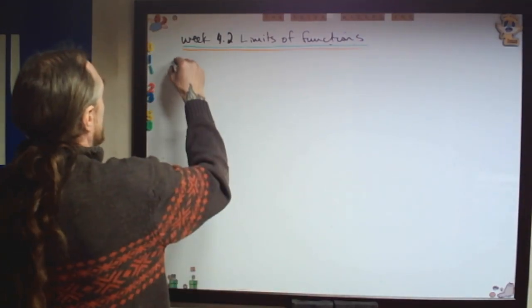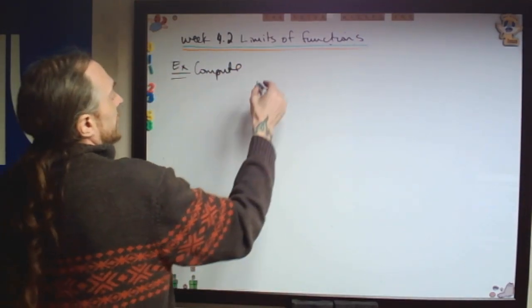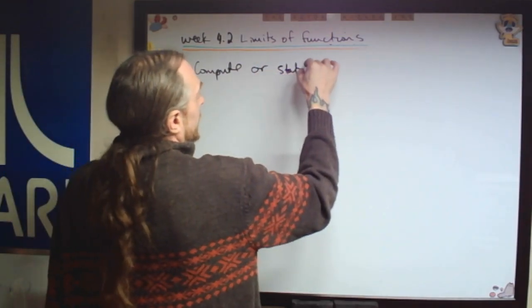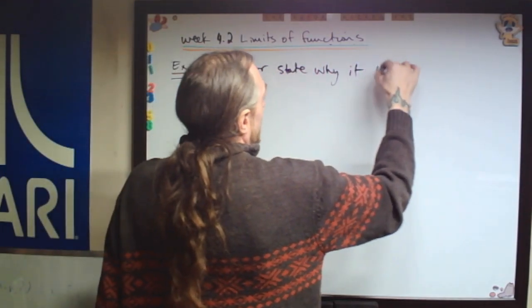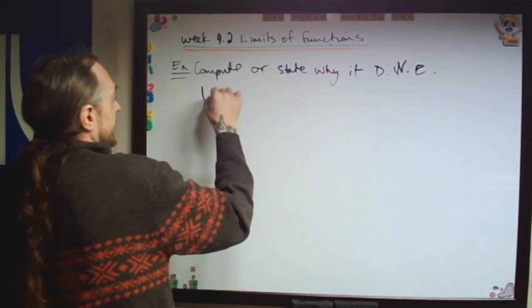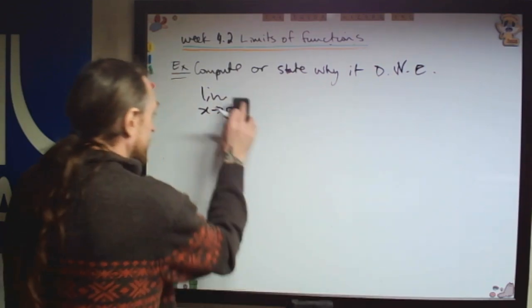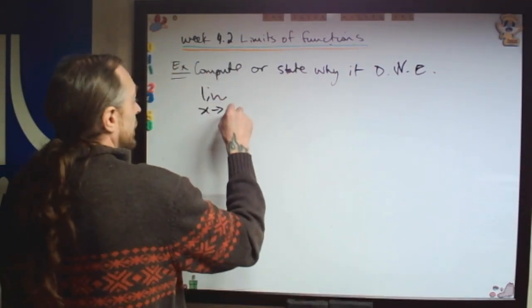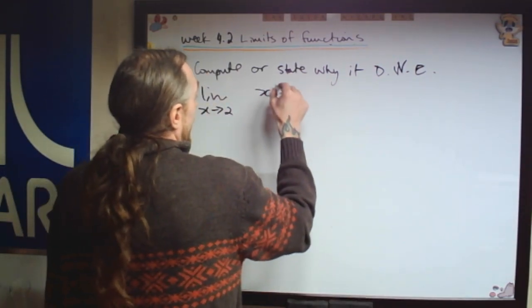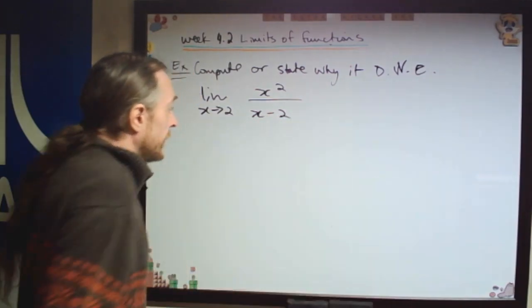Example. Compute or state why it does not exist. The limit as x approaches 0, or let's change it to say 2, of x squared over x minus 2.